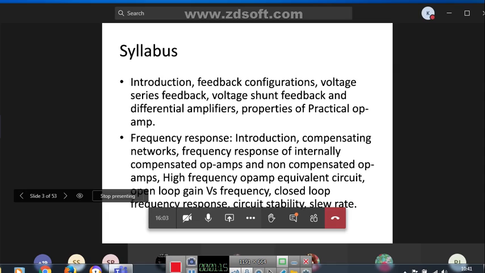So compensating networks. In the compensating networks, now we have dominant pole and pole zero concepts. Non-compensated op-amp, high frequency op-amp equivalent circuit, open loop gain versus frequency, closed loop frequency response. These are the contents in the second unit. So here all of you know about feedback. What is feedback?